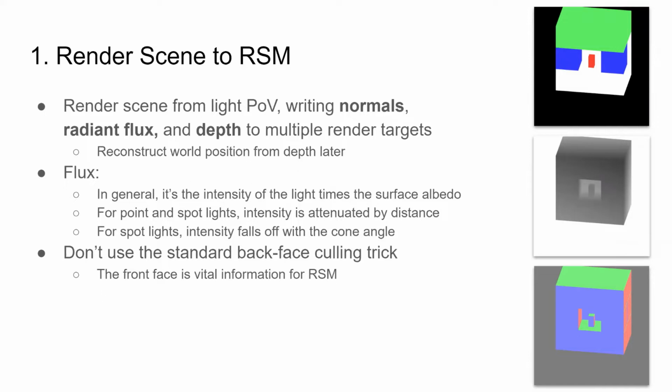And another thing is that the backface culling trick that's often used to reduce shadow acne in regular shadow mapping does not work here because the front face info is precisely what we're exploiting for reflective shadow maps.